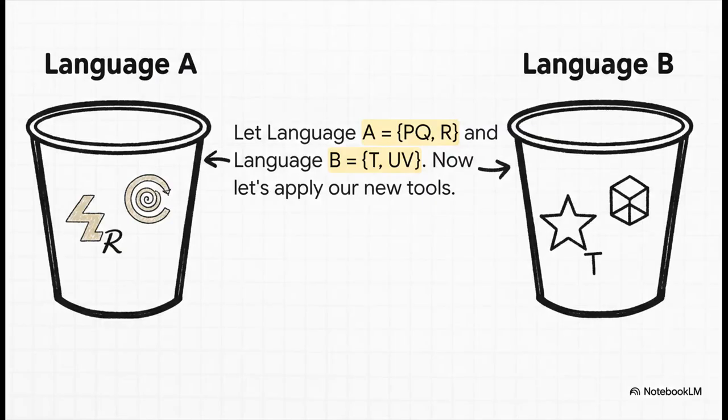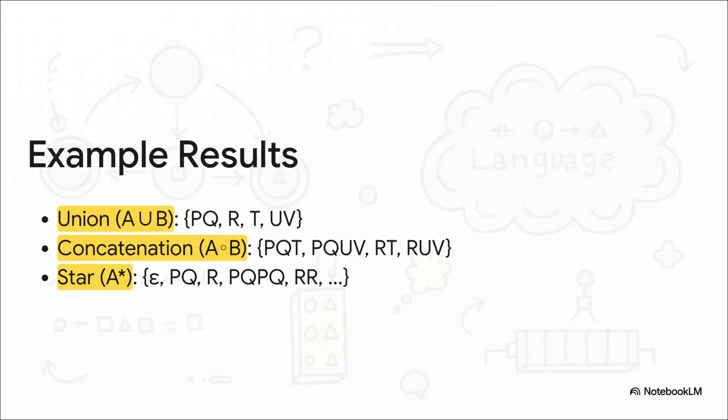Okay, theory is great, but let's make this real. Imagine language A has just 2 strings in it, PQ and R, and language B has 2 strings, T and UV. Now let's see what happens when we use our tools. So the union is easy, right? We just combine the lists. Concatenation gives us all the possible pairs, PQ with T, PQ with UV, R with T, and R with UV. But look at the star operation on language A. This is where it gets wild.